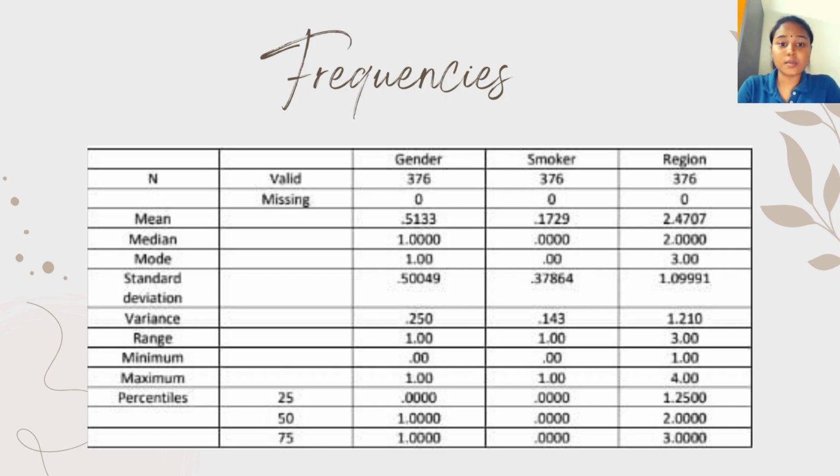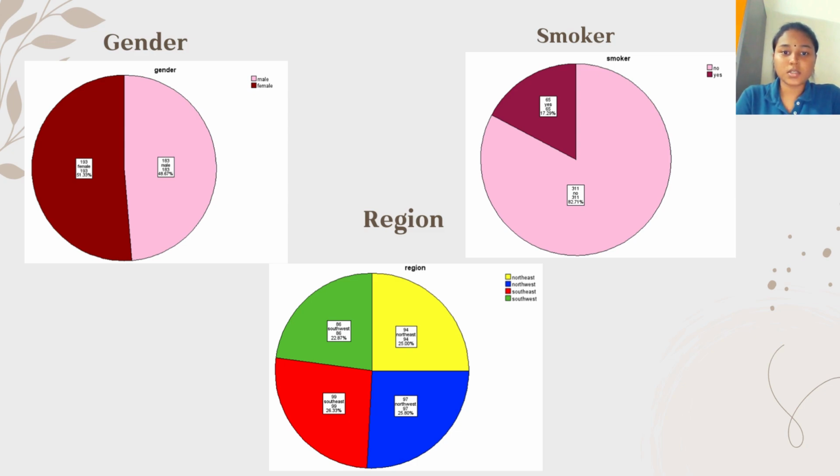Lastly, the most common region code is 3, as indicated by the region's mean value of 2.4707, median of 2, and mode of 3. The percentiles show that 25% of participants are in region 1, 50% in region 2, and 75% in region 3, highlighting distribution across 4 possible regions. These are the 3 descriptive frequency statistic charts, pie charts, which are gender, smoker, and region.